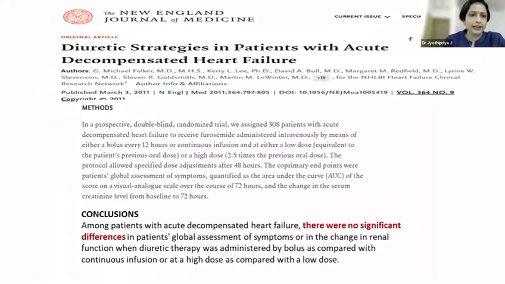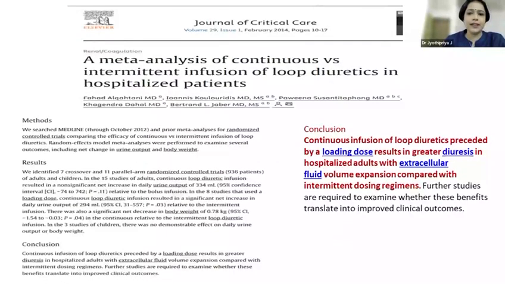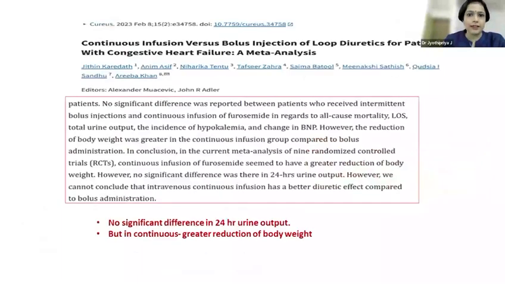And this is another article, again a study done in heart failure, which showed that continuous versus IV bolus regimen had no significant difference. This is a meta-analysis supporting continuous infusion as a better one after giving a loading dose, which resulted in greater diuresis. But again, another meta-analysis showed there is no difference in urine output.